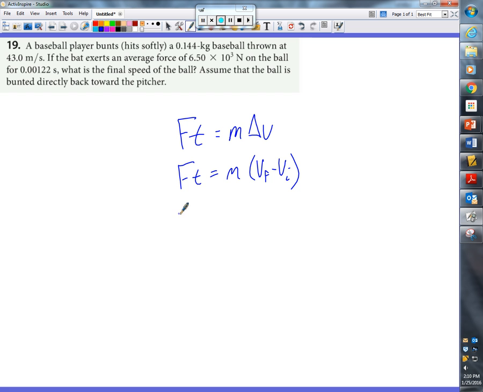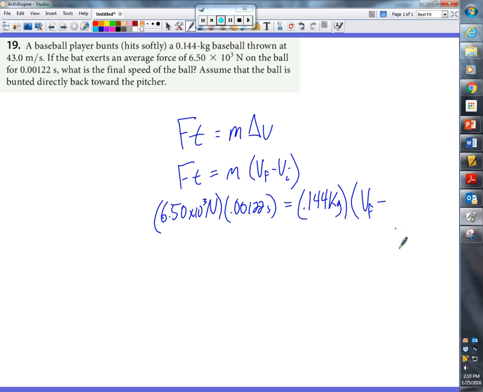So we have 6.50 times 10 to the third newtons as our force. That force was acting for a very short time of 0.00122 seconds. That's going to be equal to the mass. It's already in kilograms, so you don't need to worry about converting it. 0.144 kilograms times v final, that's what we're solving for, minus v initial of 43.0 meters per second.